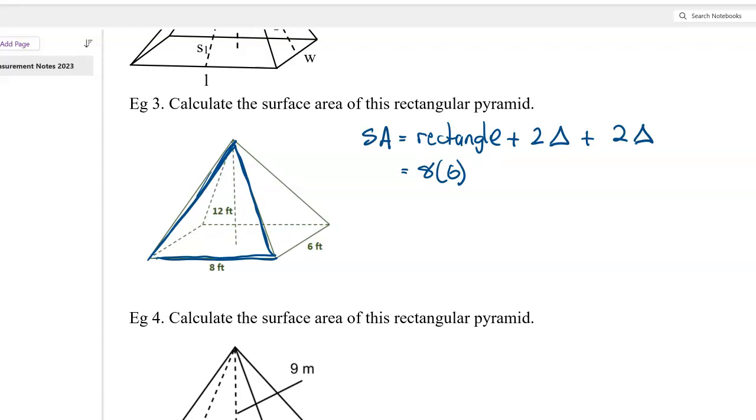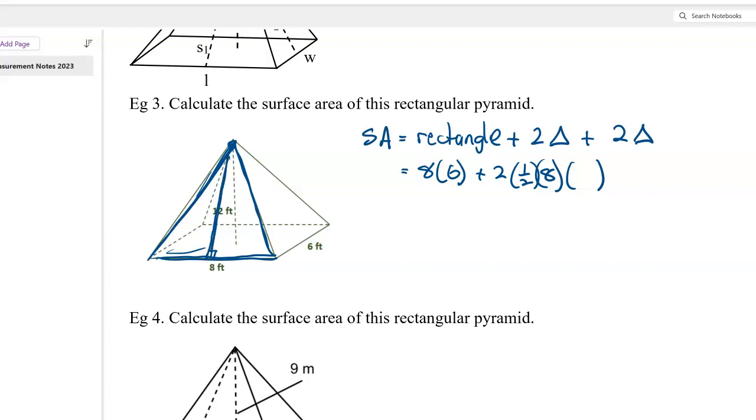Well, what do we know about this triangle? I know the base, so I'm going to go 2 times half times the base is 8. What I don't know is the slant height, from this point down to the edge of this triangle. So let's draw this triangle here and try to figure out what that slant height is.